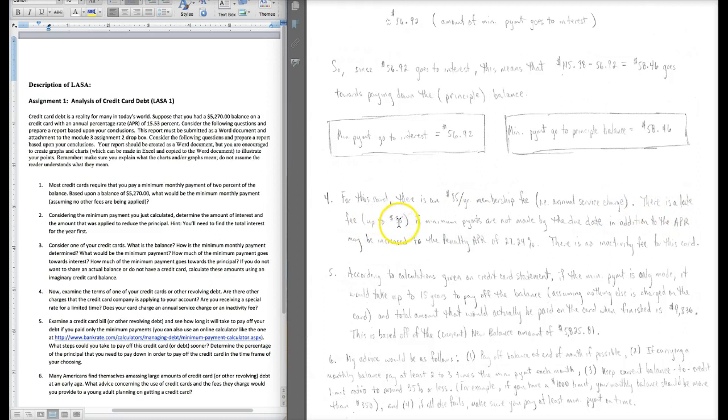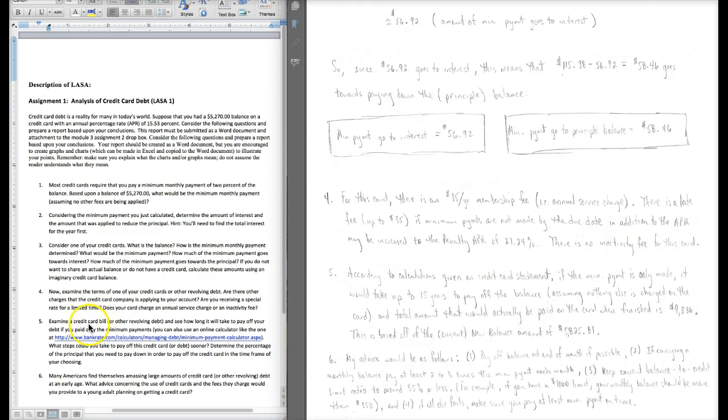There was also a late fee up to $35 if the minimum payment was late. And in addition to that, you're told that your annual percentage rate, or APR, could be boosted up. In this case, it could go as high as 27.24%. And there was no inactivity fee for this card.